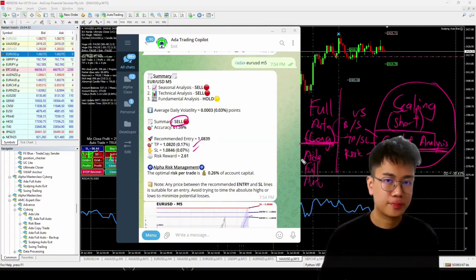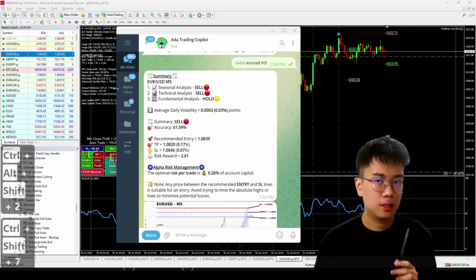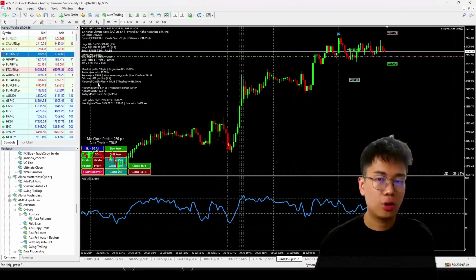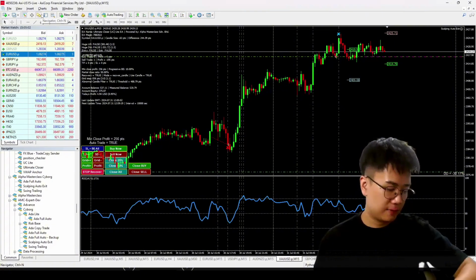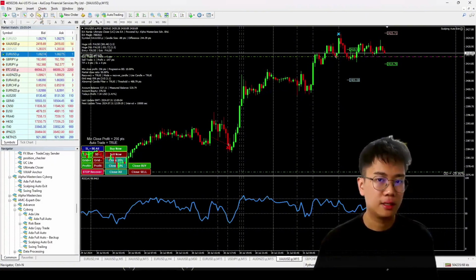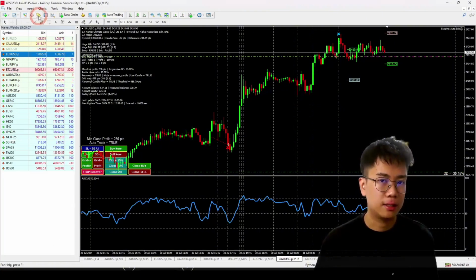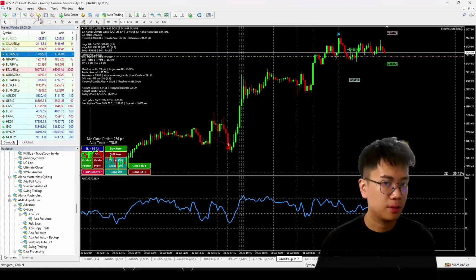In the local MT4, in your own computer, once installed, you can get the navigator here. This navigator here, using the button at the top.